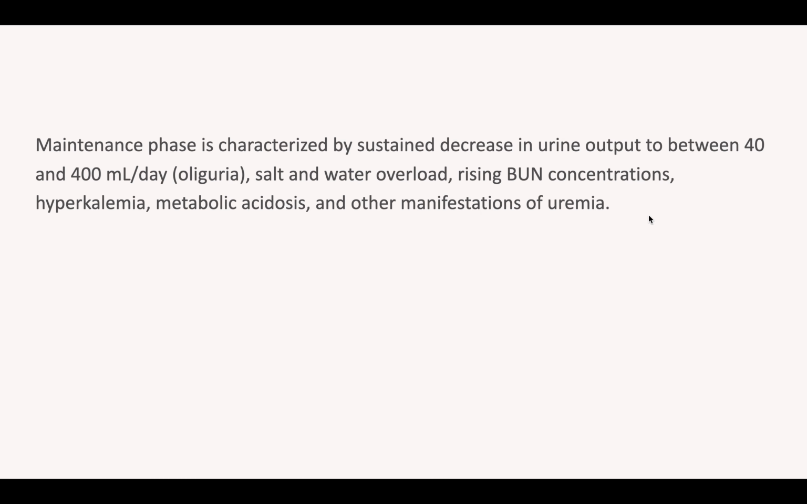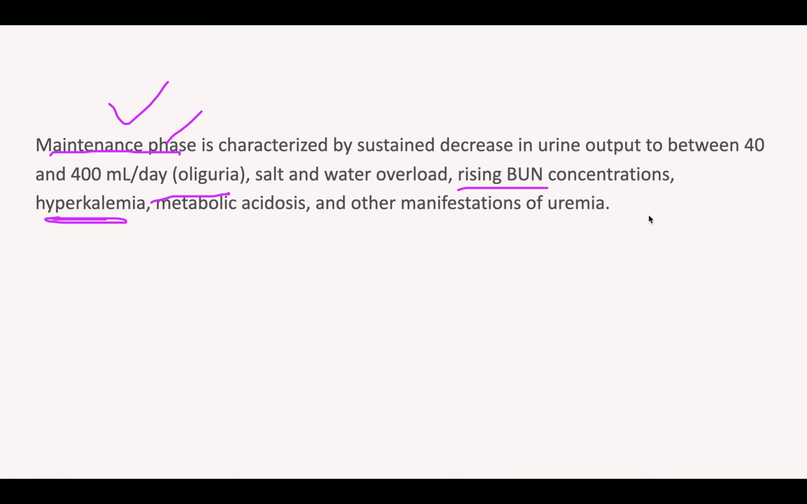Then the second phase is the maintenance phase. In this phase, the person will go into oliguria, there will be a decrease in urine output, and there will be increased BUN. There will be hyperkalemia, because there is a decrease in the urine output. So this is the maintenance phase.